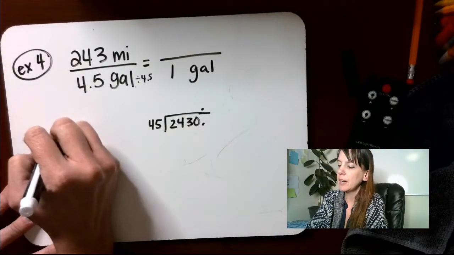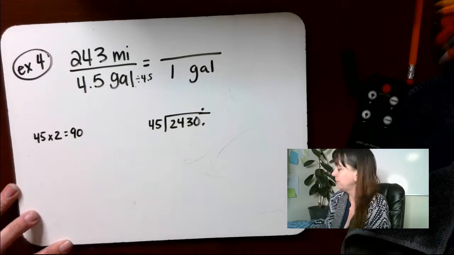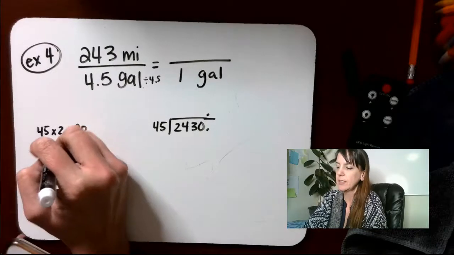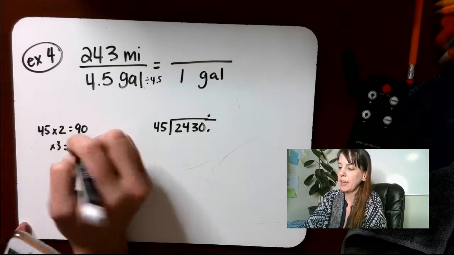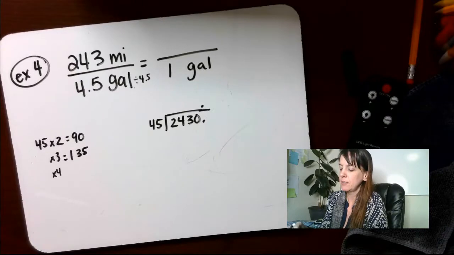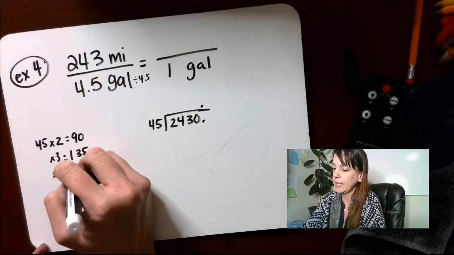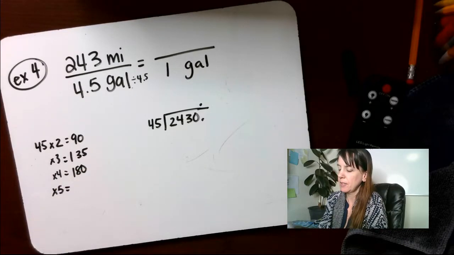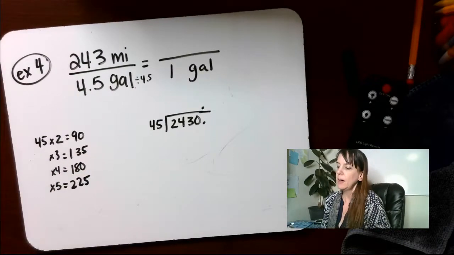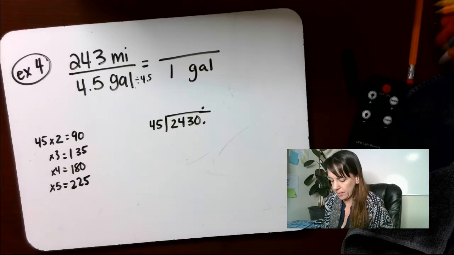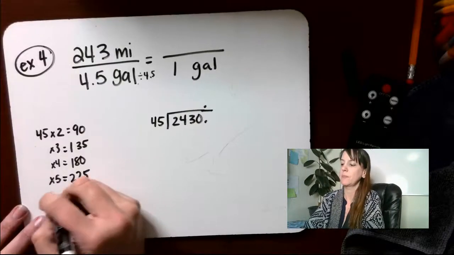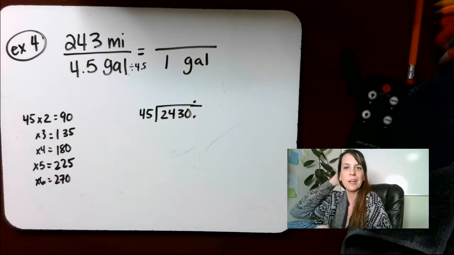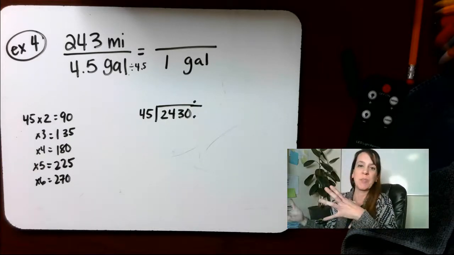All right, let's do a little bit of side work with that 45. So 45 times 2 is 90, and then 45 times 3 is 135. 45 times 4 gives me 180. 45 times 5 gives me 225. 45 times 6 gives me 270. So I do a little side work here just so that it's easier. I don't have to sit here and play a guessing game, right?